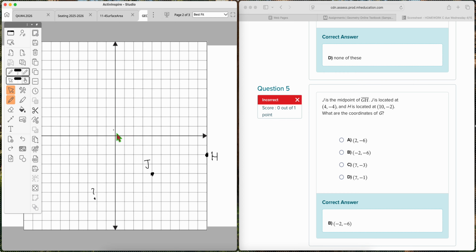Let's just put that on the graph to confirm. -2, 1, 2, 3, 4, 5. That does, in fact, look like a midpoint. If you really wanted to be 100% sure, do a quick half distance check. This is up 2, over 6. And then to get from the midpoint to this one, it's up 2, over 6. So this is the same distance as that, which means J is the midpoint, and the correct answer here is B.